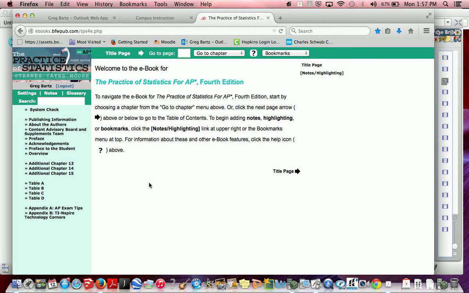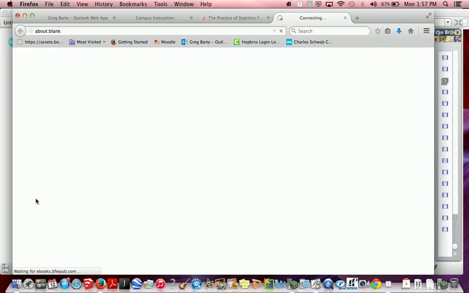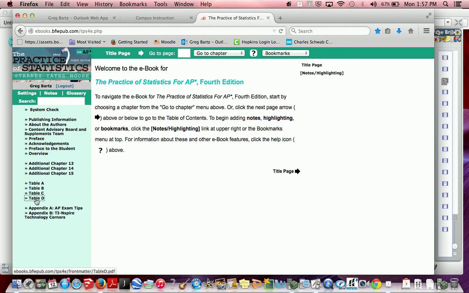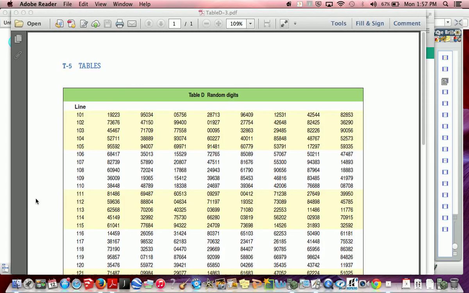Hey, there we go. Now, here's the front page when you go to your online textbook. So in your homework tonight, if you have to use the random number table, log on to your online textbook, and if you look down in this column on the left, Table A, Table B, Table C, Table D. If I click on Table D, it's going to download a PDF right onto your Chromebook. It'll be down in the bottom corner for you.